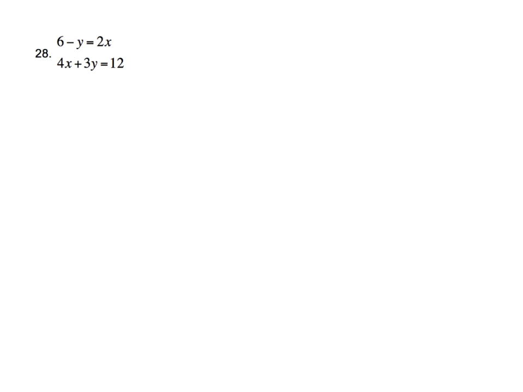Moving on to our last problem here, I'm going to use the substitution method yet again, although that's not the only possible way to do this, but I see y by itself here. So what I'm going to do is rearrange this equation to solve for y. So I'm going to say 6 minus 2x is equal to y, bringing the 2x over to the left and the negative y over to the right. And then I'm going to take that and substitute that into the other equation, 4x plus 3y equals 12.